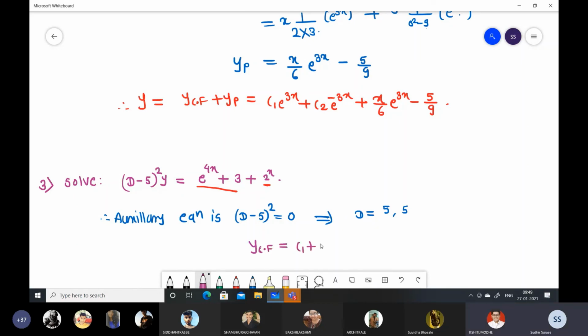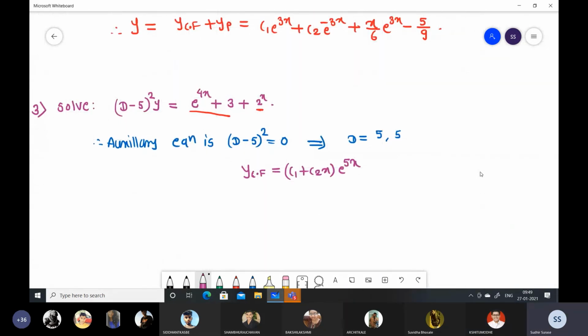C1 plus C2x whole into bracket, multiplied by e raised to 5x. Very good. Next, our aim is to find yp using the shortcut formula. yp is given by 1 upon the operator D minus 5 whole square, operating on the right hand side, e to the power 4x plus 3 plus 2 to the power x.